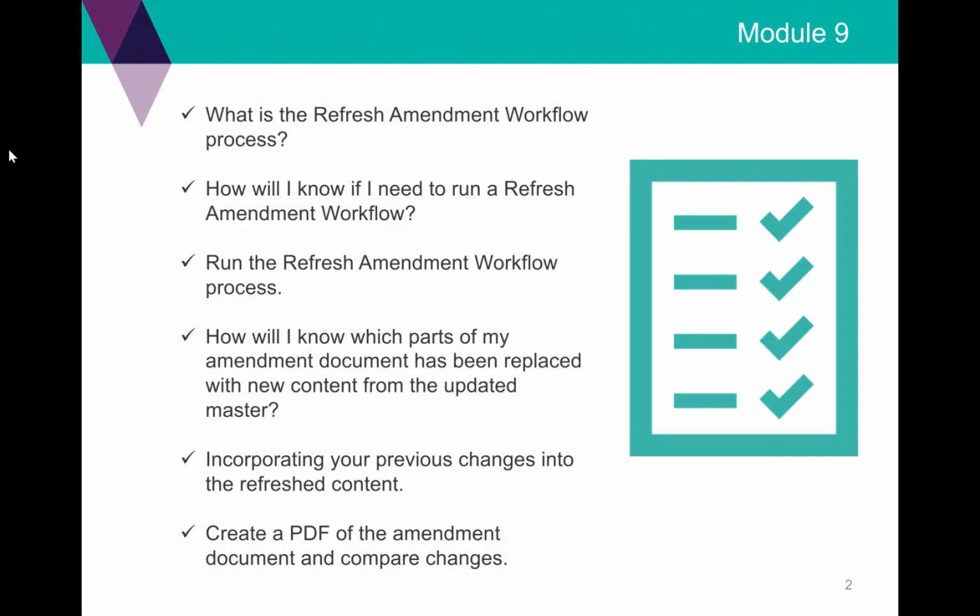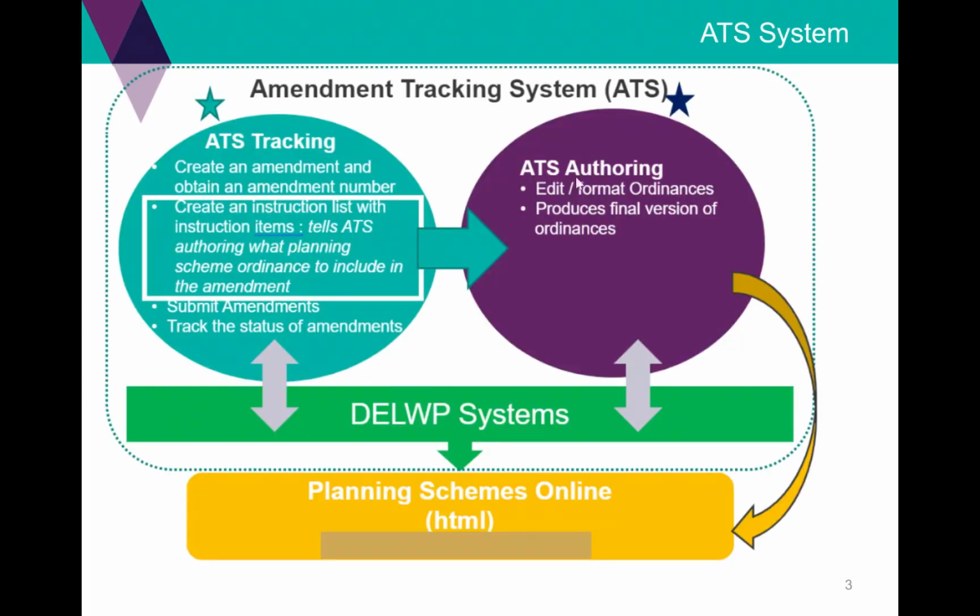And we'll give you some tips in how you can copy some content from previous versions into the latest updated version of your amendment document. And lastly, we'll look at how you can create a printed copy of your amendment document as well. For this video, we'll be using the ATS authoring system.